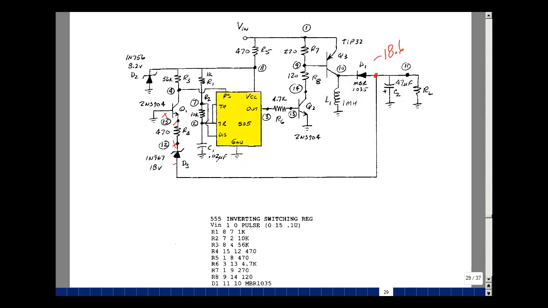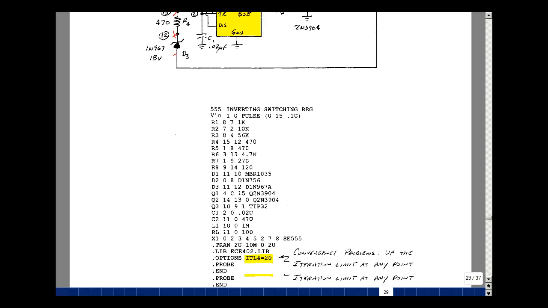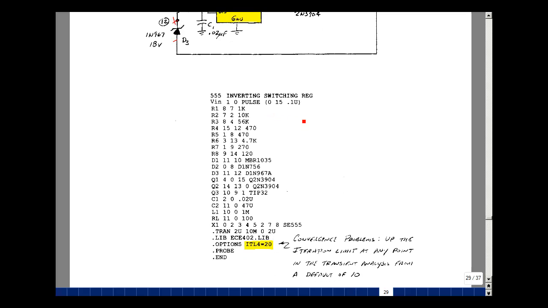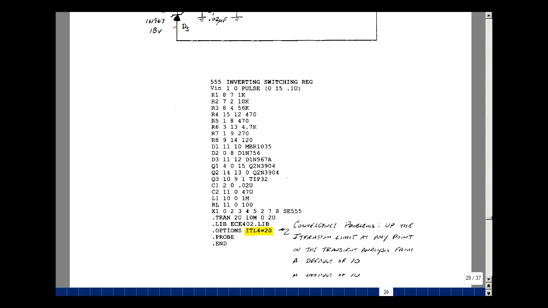Here's the file below. We're going to use a pulse to turn on the power supply because we have an oscillator. This time I had some trouble with convergence, and so I had to up the value of ITL4. This is the number of iterations at a single point during transient analysis. The default is 10. I had to bump it up to 20 to get it to work. Let's take a look at some of the output.